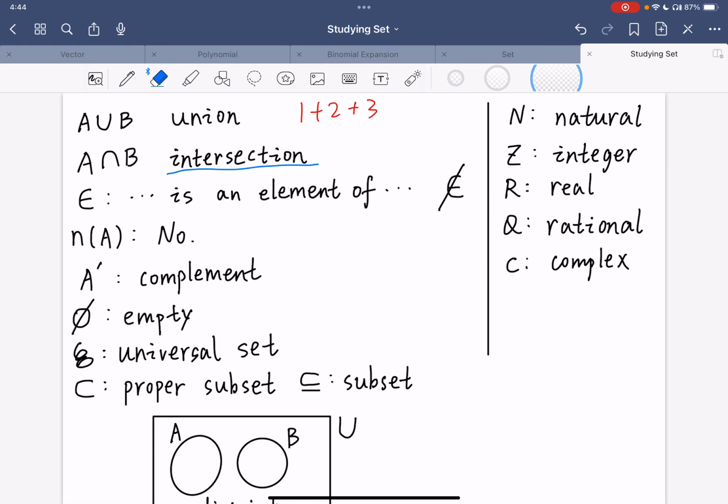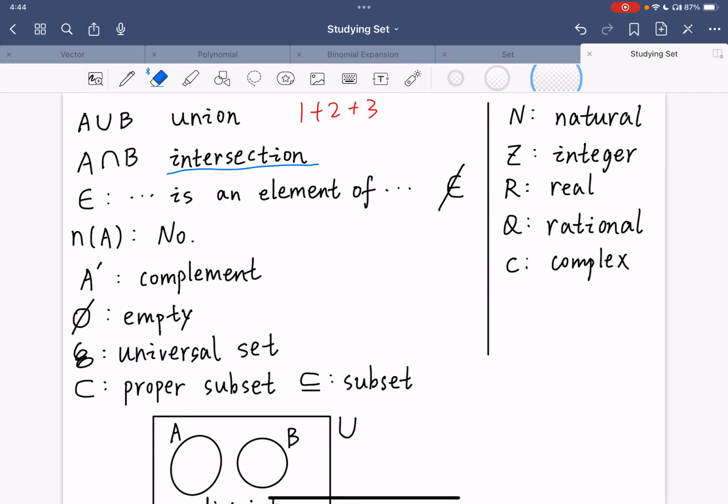So a proper subset, for example, this is the circle B and this is a set A, right? So there is no part that overlaps or can be the same as B. Okay, so A is absolutely smaller than B. A is included in B. So A is a proper subset of the set B.